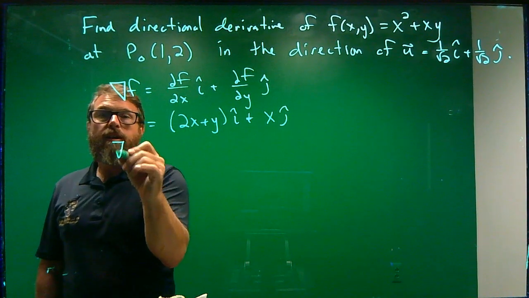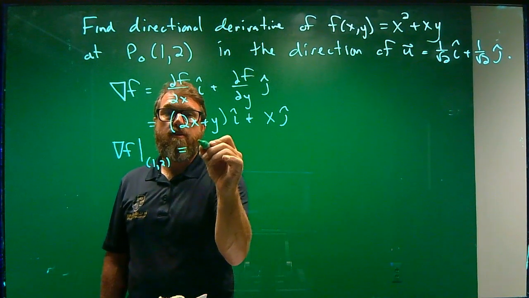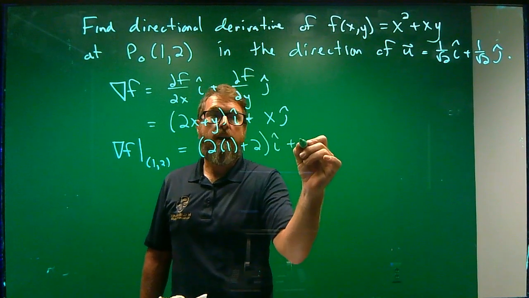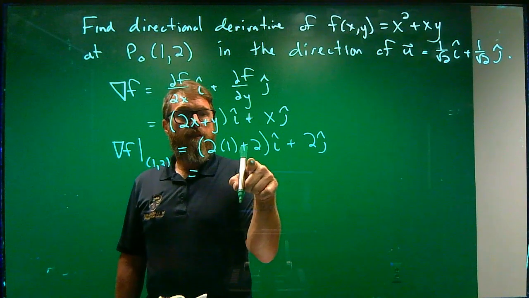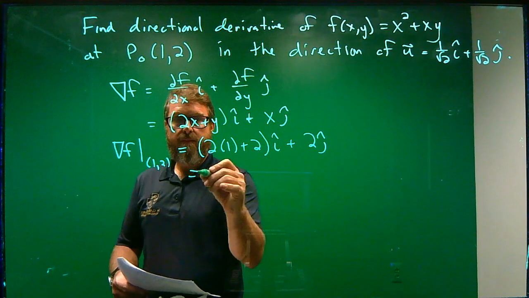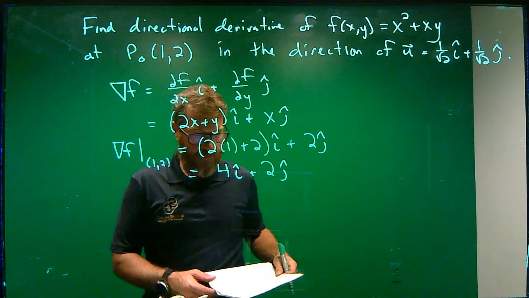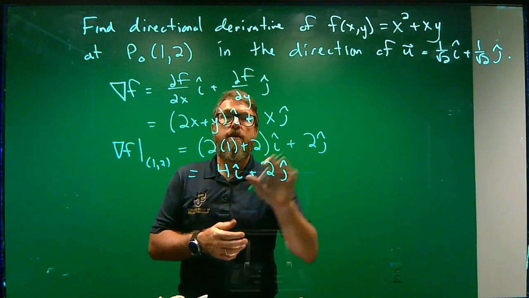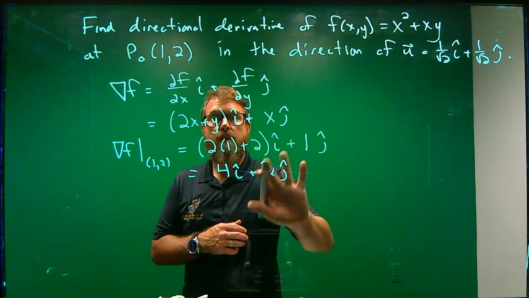Now, I'm going to need the gradient of f evaluated at that point (1, 2), evaluated at p naught. So this is going to be 2 times 1 plus y, which is 2, in the i direction, plus, this is just going to be 2j. So simplifying this, we have 4, 2. Making sure we have all this correct. Oh, this is x. X is 1. So this is going to be 1.